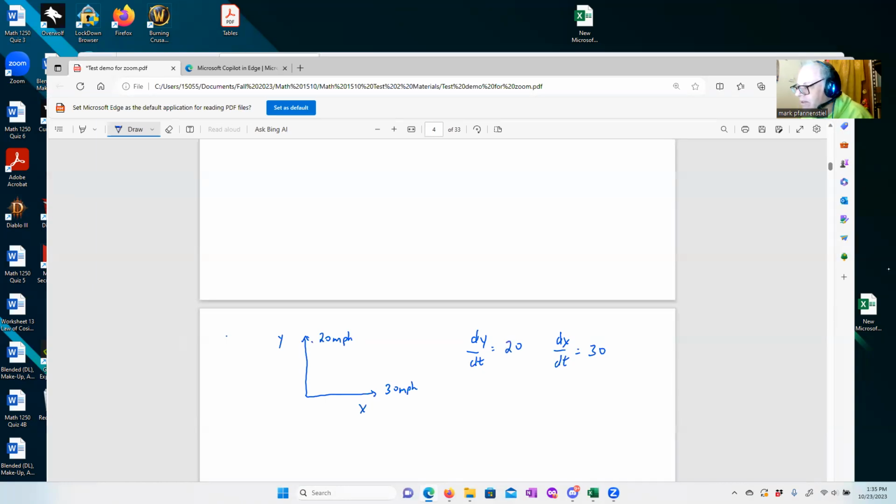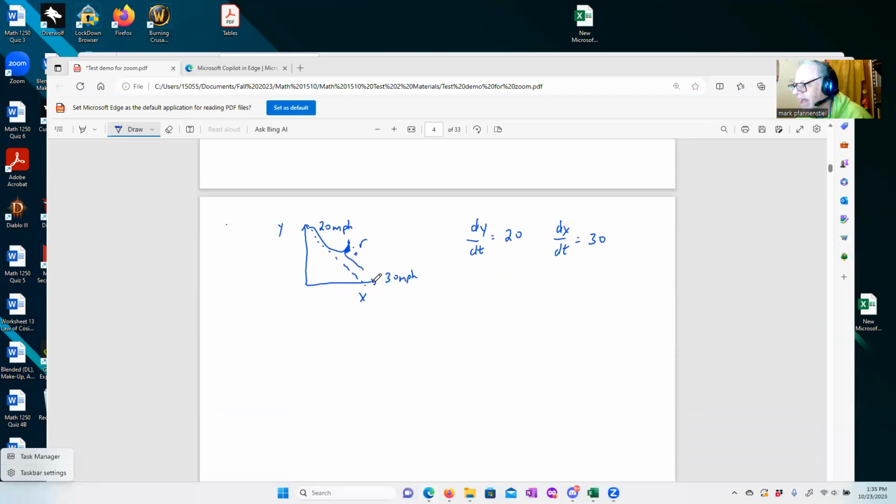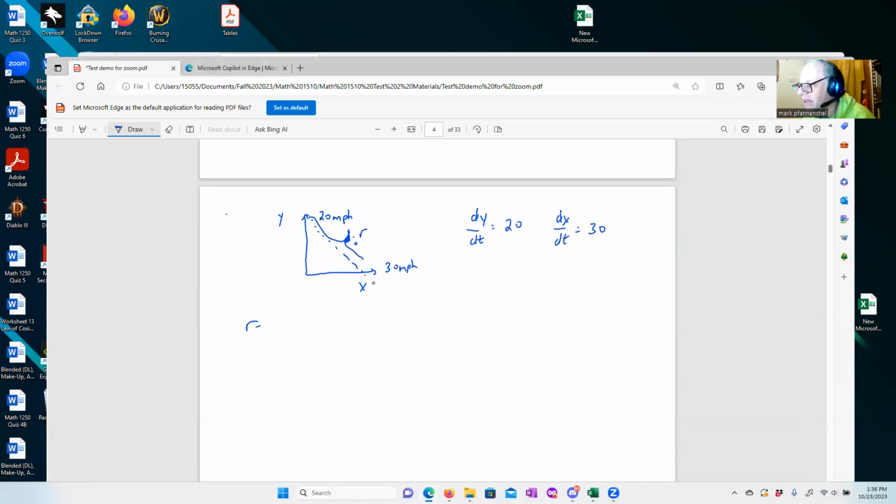Okay, so if we want how fast is this distance, this distance here, actually I'm not going to call it d, I'm going to call it r. How fast is this distance here increasing? Okay, so that's what we're trying to figure out. Well, if I didn't know better, I'd say this was the right triangle. So what we're going to say is that we have r is equal to x squared plus y squared raised to the 1/2 power. Okay, and now we take the derivative of both sides here.